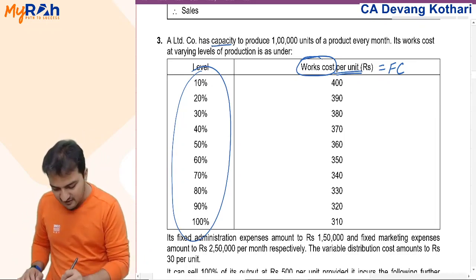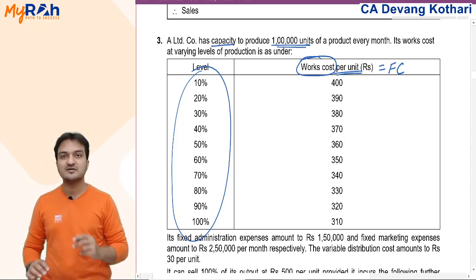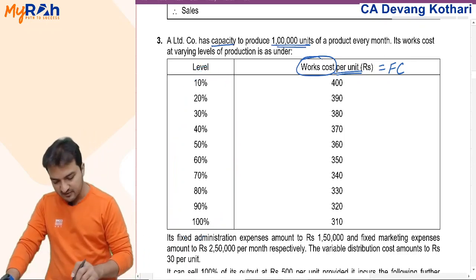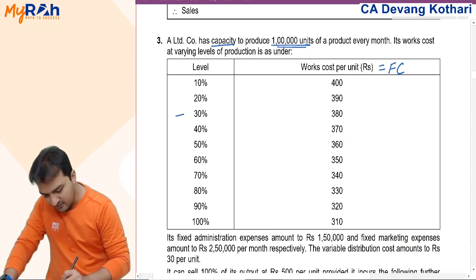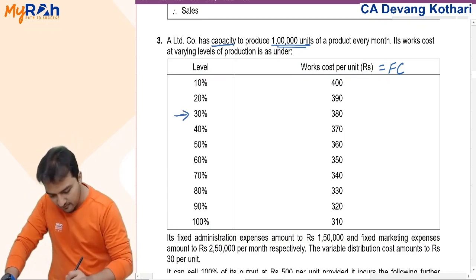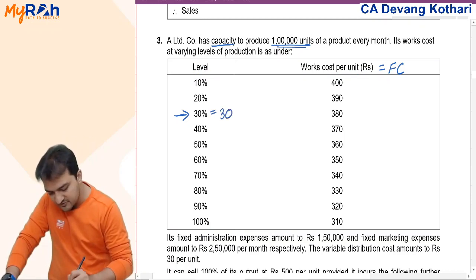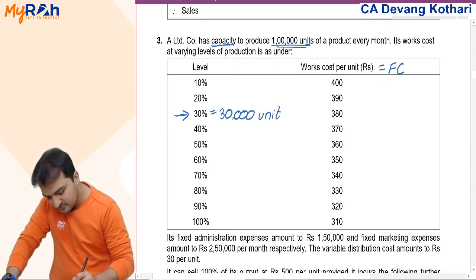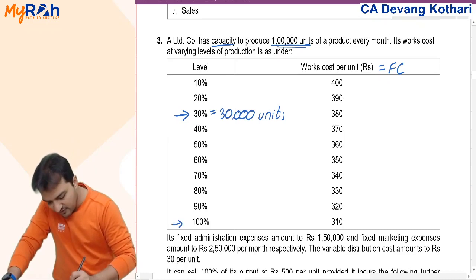Your full capacity is 1 lakh units. So if my capacity is 1 lakh units and I do production at 30% of the capacity, how many units do I produce? At 30%, you will produce 30,000 units. 1 lakh units you will produce when you work at 100% level.